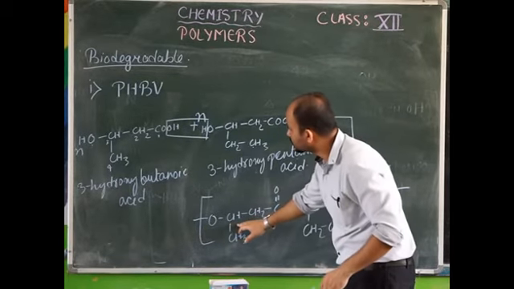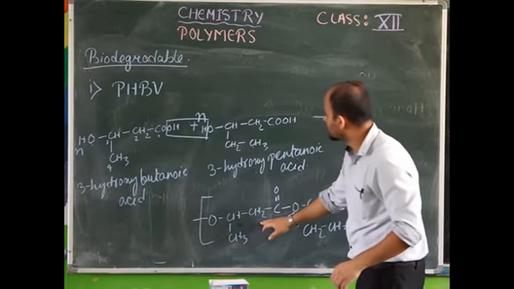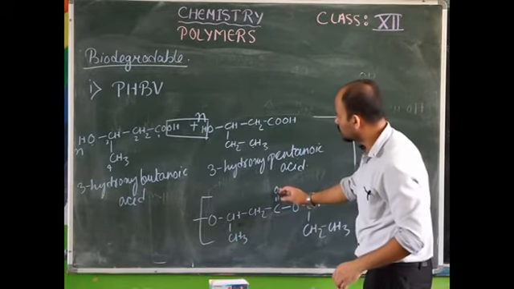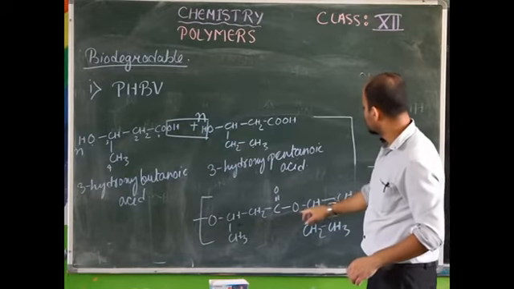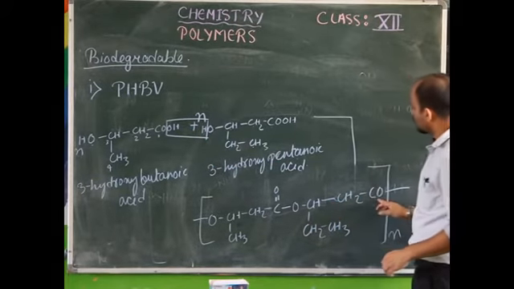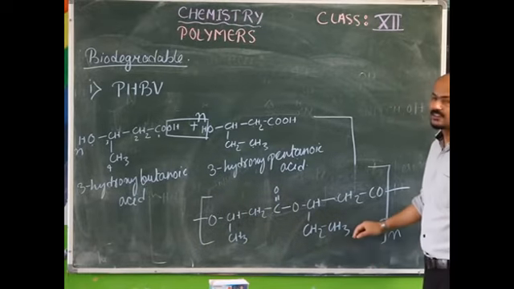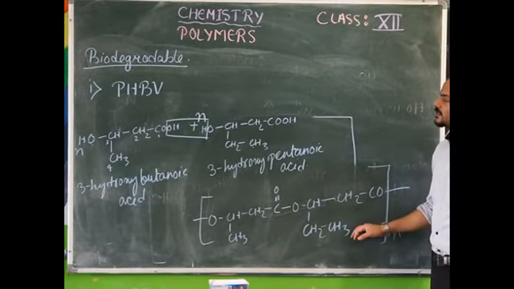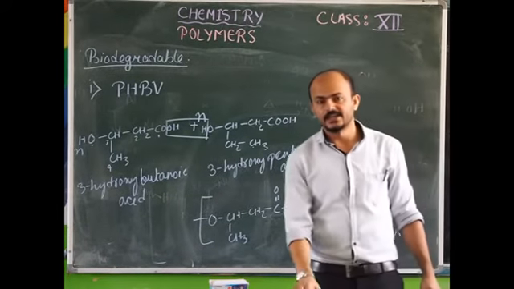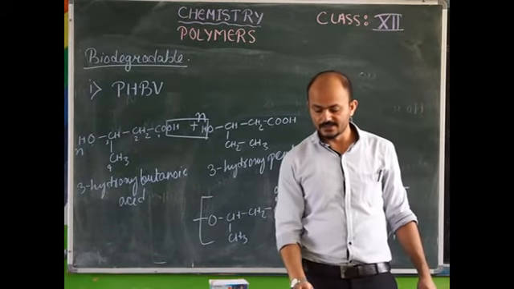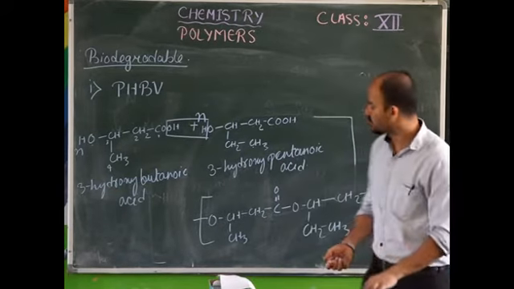So let me take the structure of the product: OCH, CH3, CH2, C double bond O. Now this C double bond O is bonded with this oxygen. So CH, CH2, CO, CH2, CH2. So this is the PHBV polymer. Now in your syllabus you have one more polymer, that is nylon 2, nylon 6. This is also a biodegradable polymer. So let's discuss this.